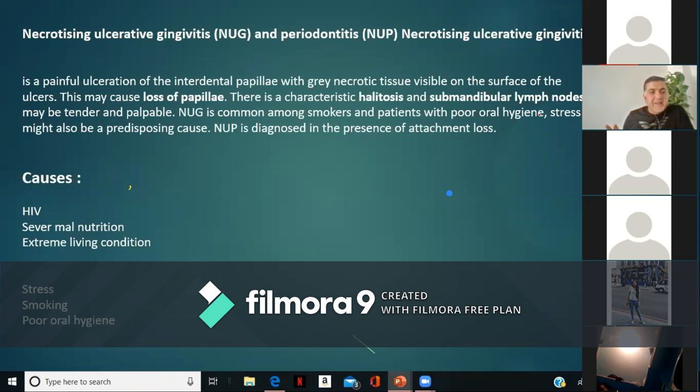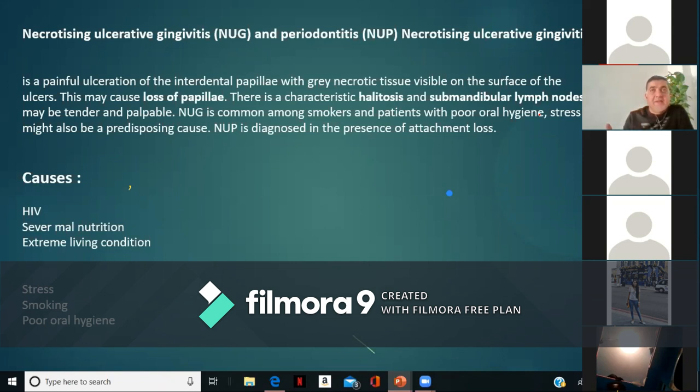they say there is a chronic one and there is a temporary one. Chronic is related to people with HIV, severe malnutrition, and extreme living conditions. And the temporary one is related to stress, smoking, or poor oral hygiene. For the management, it is very important to remove the causative factors: smoking, stress, oral hygiene. You need to correct all that. You need to give advice about stress management, smoking cessation, and poor oral hygiene.